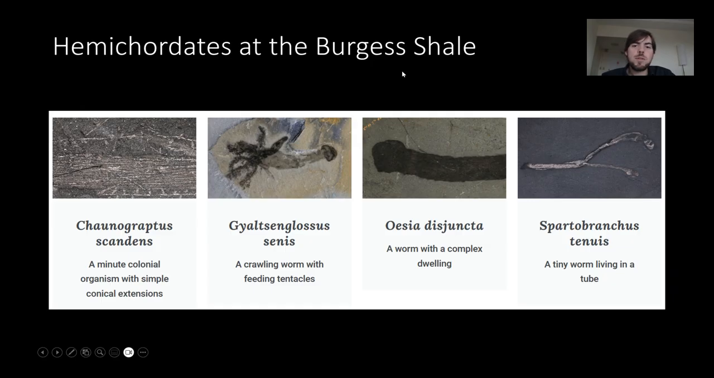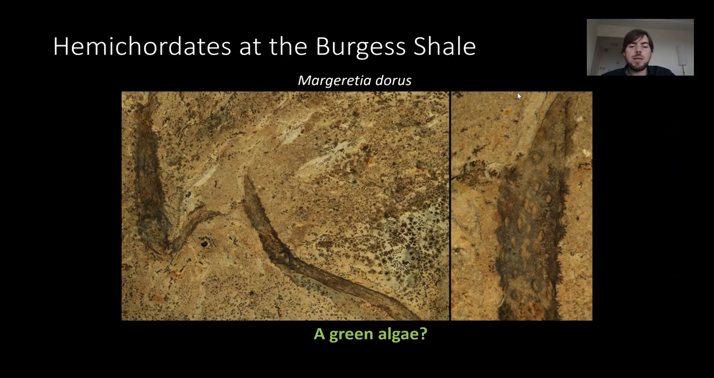What type of hemichordates do we have at the Burgess Shale? So we have, for example, Cambrograptus, Gaiaglossus, Oesia, and Spartobranchus. And I'm going to talk a little bit about the research because it has been highly developed in the last years. So for a long time, we had some type of organism at the Burgess Shale called Margaretia. And Margaretia is this structure here, and it was described as a green algae.